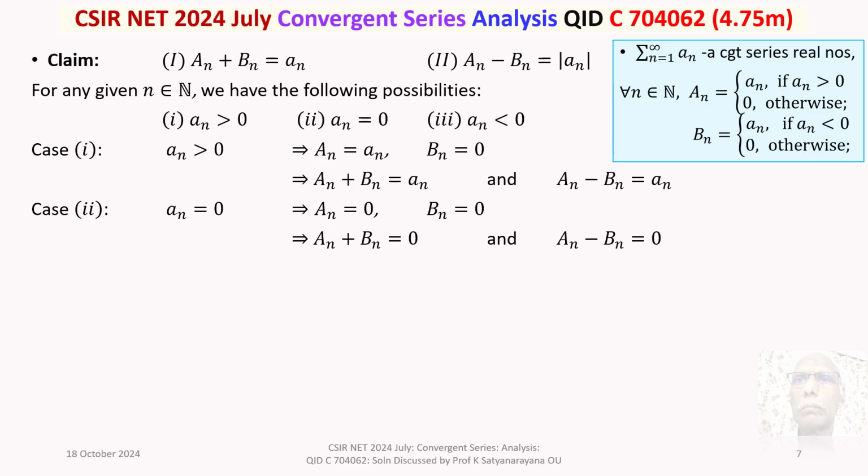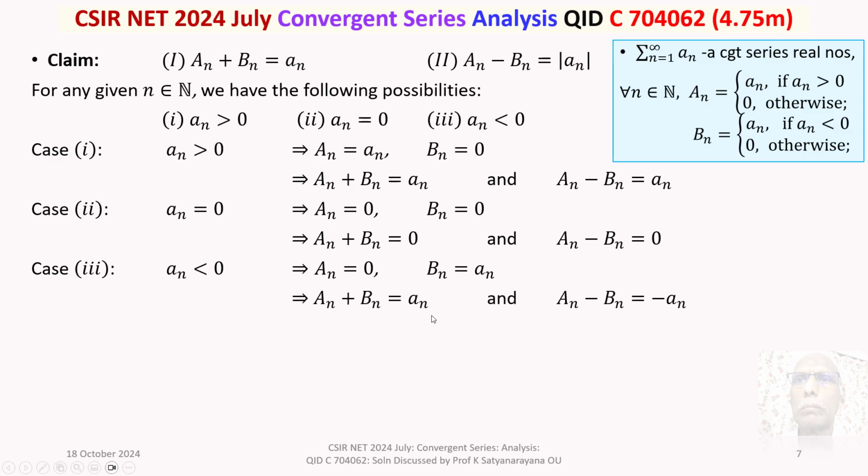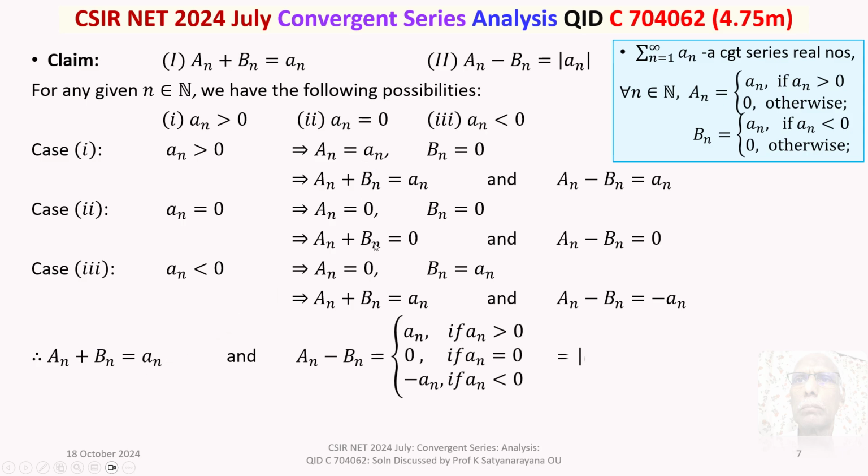Agreed. In the case of the third case, when An is negative, by definition capital An is 0, capital Bn is An. Then An plus Bn is An and An minus Bn is minus An. Thus, capital An plus capital Bn is An in all the cases, whatever case that is available.